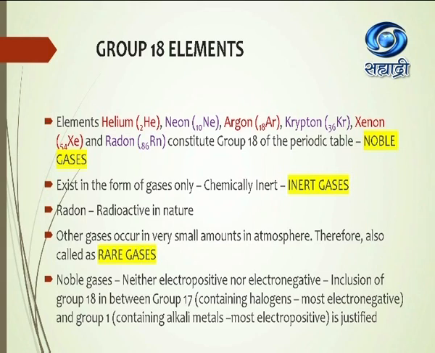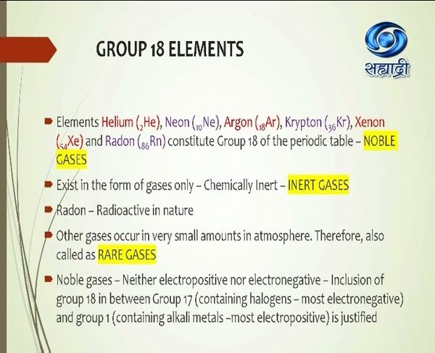Now these gases neither form cations by donating electrons, nor they form anions by gaining electrons, nor they form covalent bonds. So their inclusion of group 18 in between group 17, that is containing halogens, most electronegative, and group 1 containing alkali metals, most electropositive, is justified.